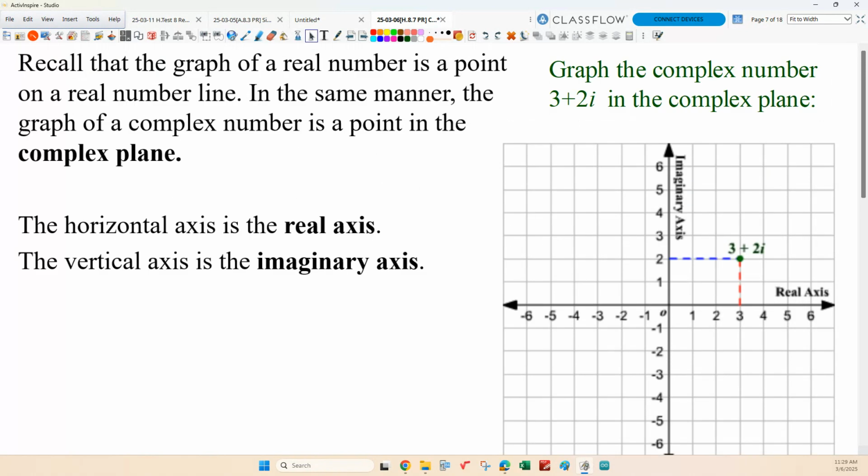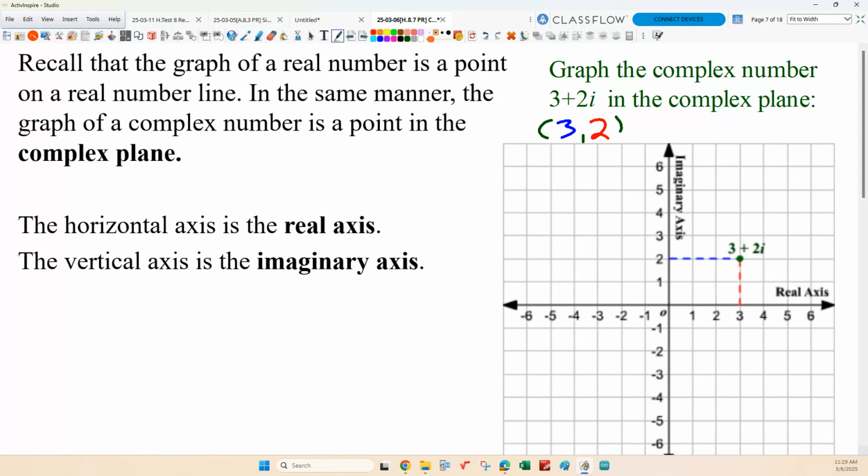When we take a complex number like 3 plus 2i, what's the real part of that complex number? 3, yeah. Okay, so the real part is 3. What's the imaginary part? 2. Not 2i, just 2. So if we want to write that as an ordered pair, the first component of the ordered pair is just going to be the real part, which is 3. And the second component, the vertical component, is going to be the imaginary part, which is 2.